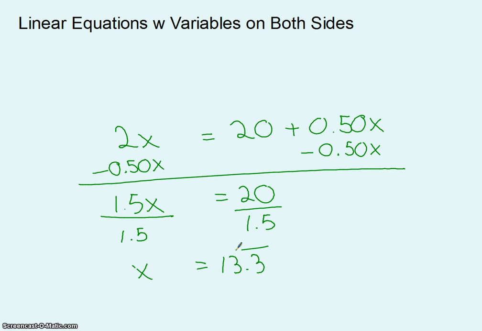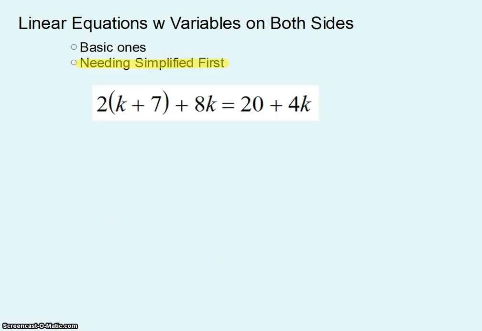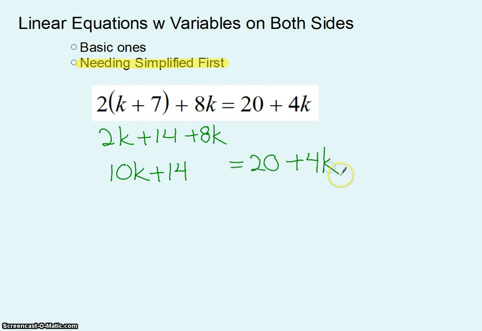Okay. So that's an introduction to solving equations that have variables on both sides. Sometimes they get a little bit complicated, and you've got to do some simplifying first. Notice on this one I'd have to distribute and combine the k's later. So we're going to get started this way, and maybe write that as 10k plus 14. But after that, you can do things just like you did before of trying to get all the variables on one side, all the non-variables on the other, and then divide.